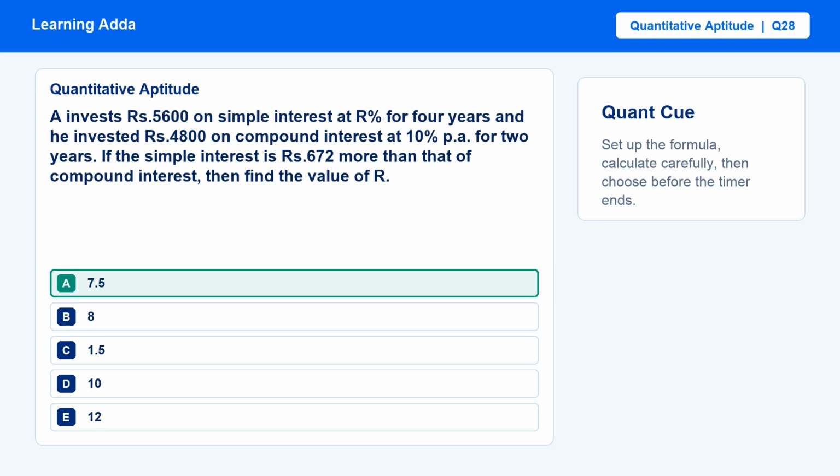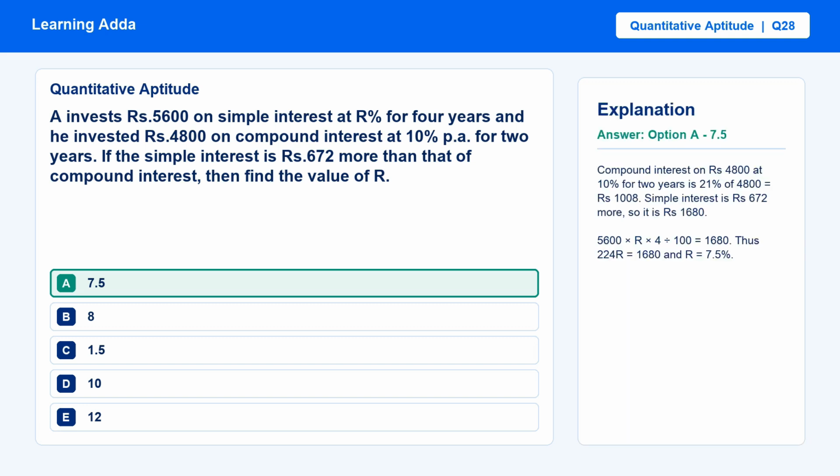The answer is option A, 7.5. Compound interest on rupees 4,800 at 10% for 2 years is 21% of 4,800, which is equal to rupees 1008. Simple interest is rupees 672 more, so it is rupees 1680. 5600 multiplied by R multiplied by 4 divided by 100 is equal to 1680. Thus 224R is equal to 1680 and R is equal to 7.5%.